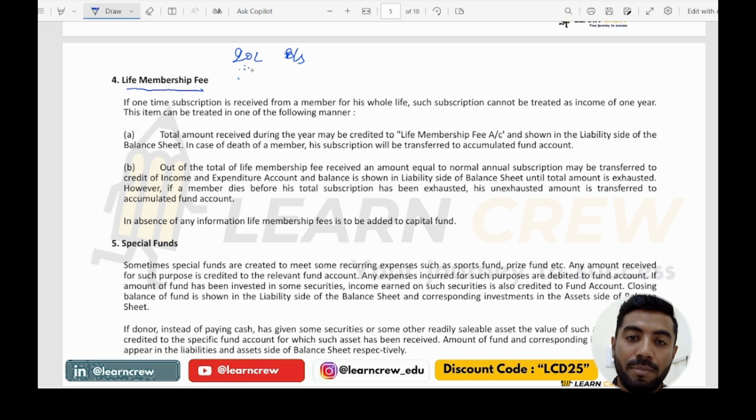Will be charged to the income and expenditure account. If a one-time subscription is received from a member for his whole life, such a subscription cannot be treated as an income for one year. This item can be treated in the following manner.